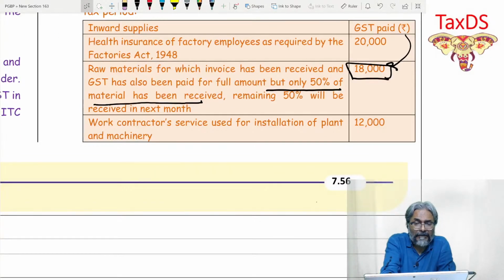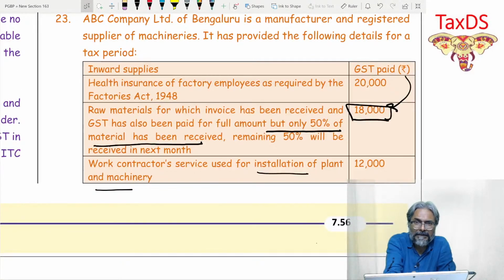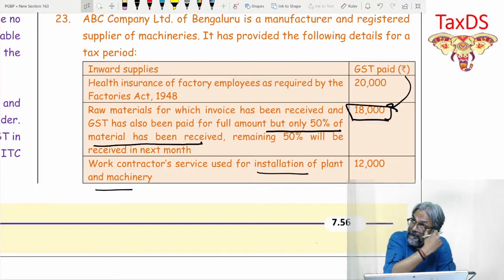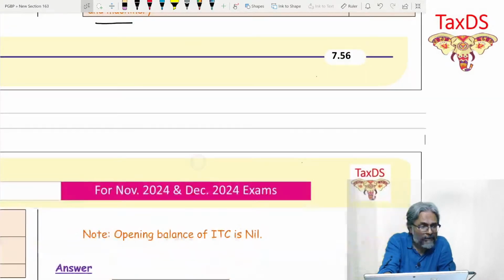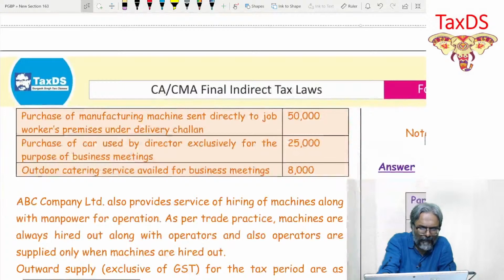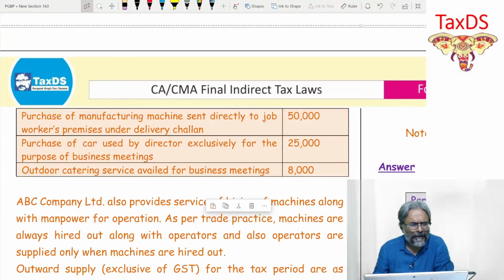Works contractor service used for installation of plant and machinery, students. So we know that works contract service is blocked unless it is used for providing the same outward supply, which is the works contract supply. Then only the ITC is available. And the second exception is towards plant and machinery. So if it is towards plant and machinery, will that be allowed? And the answer is yes. So I think this is a different question. The question there was a different one.